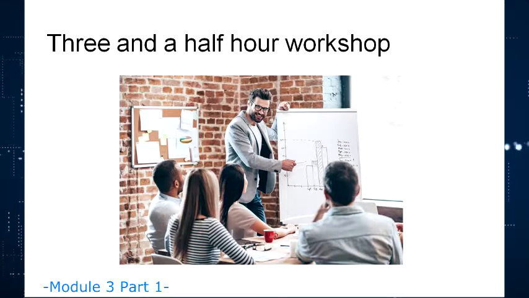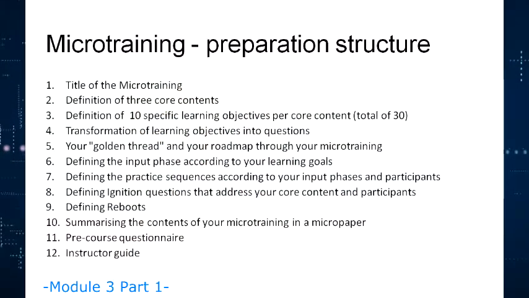So now let's look at the 12 methods, the 12 steps that we would go through in this order to create a microtraining program. As you can see from the slide, these are the 12 stages of developing a microtraining course. The first one is to create the title of the microtraining program. Sounds relatively straightforward, but we will discuss this in more detail in a moment.